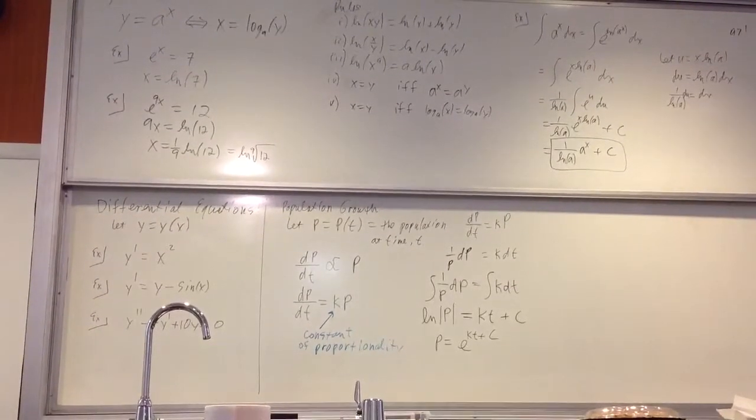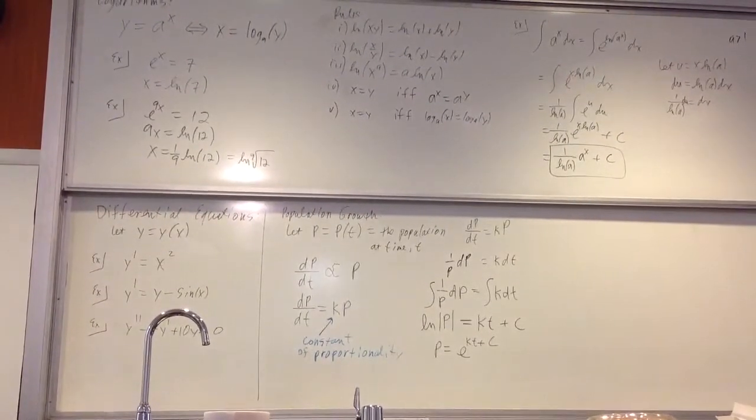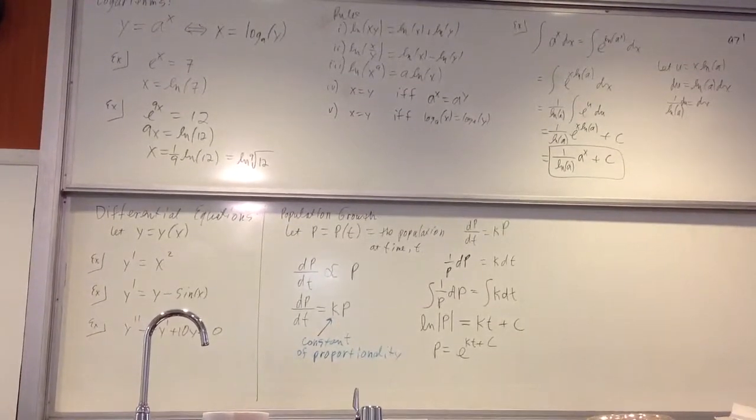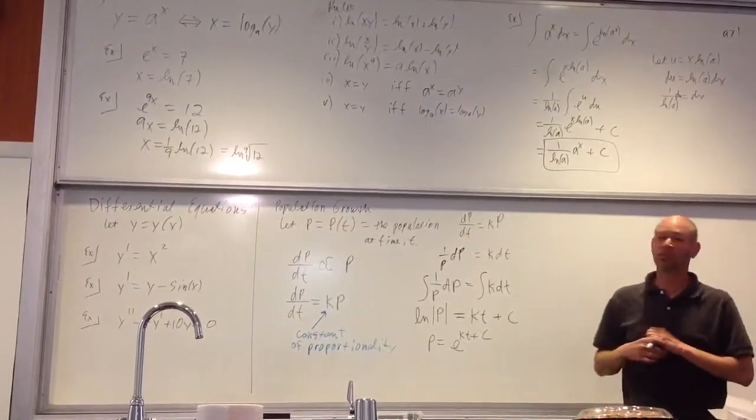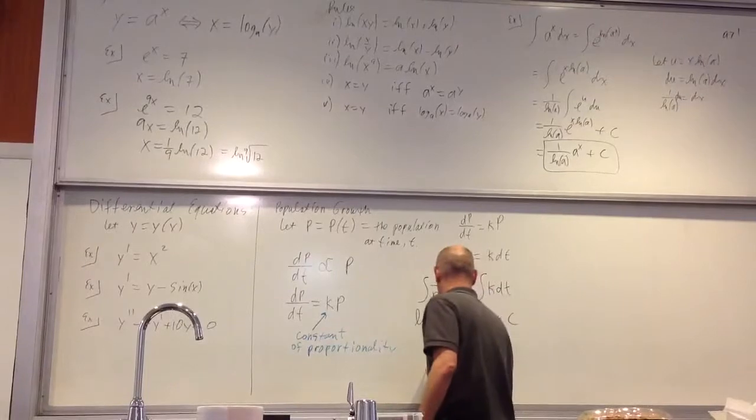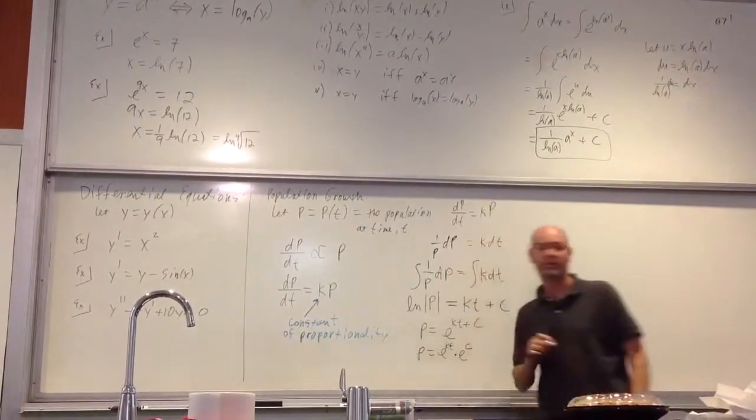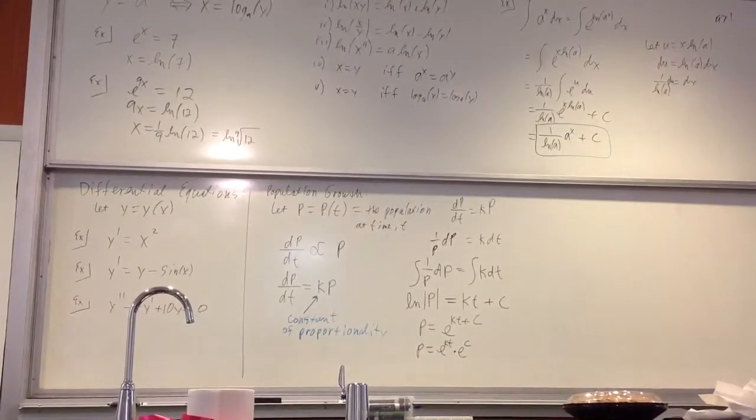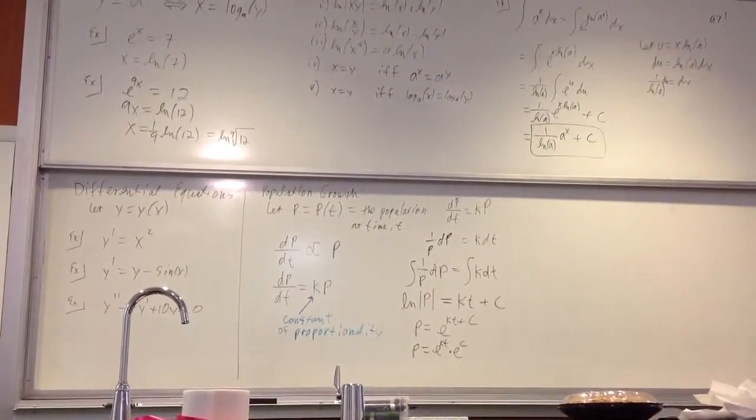Please don't make it e to the kt plus e to the c. The whole side becomes the exponent, just like we've been doing here. There's an exponent. I just want to see your reaction. Let's see what you do. Make sure your neighbor understands what just happened there. Do you know what just happened there? That doesn't seem right.